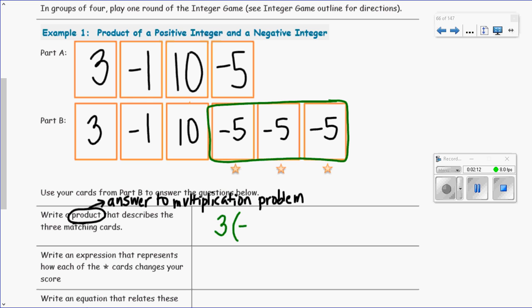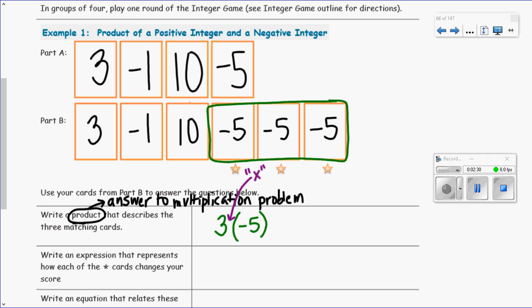3 times -5. In this case, there is nothing in between the 3 and the -5, so that means multiply. You're going to think of that as times. You're going to see that a lot from here on out. So if you don't see a sign in between 2 numbers, it means to multiply.